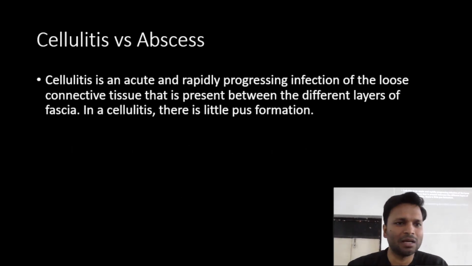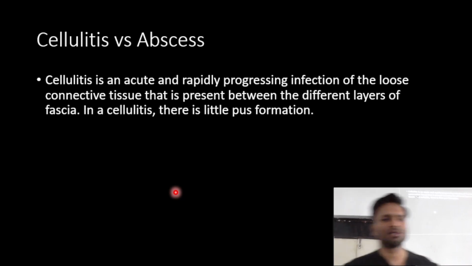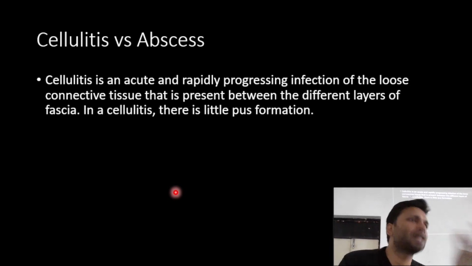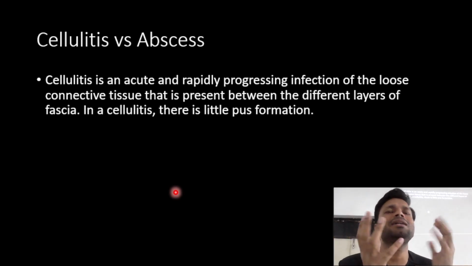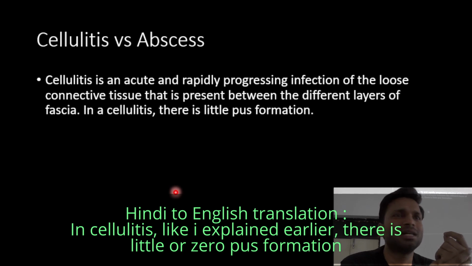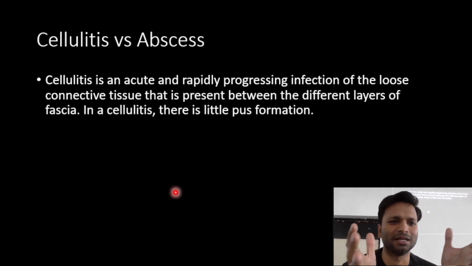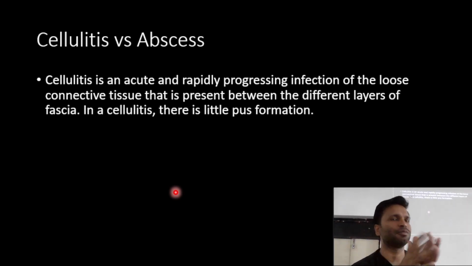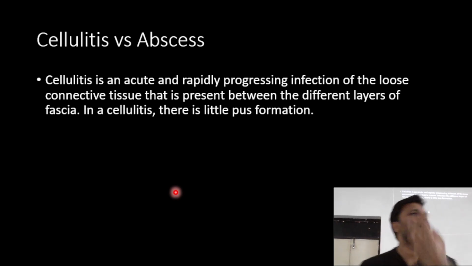Okay, so now we're going to talk about cellulitis versus abscess. What is a cellulitis? What is an abscess? By definition, cellulitis is an acute and rapidly progressing infection of the loose connective tissue that is present between the two layers of fascia. And in a cellulitis, as I mentioned earlier, there is little, almost zero pus formation. It is more of inflammation and gaseous production, okay, gaseous content. So because of this, you don't have a clear demarcation. Because of inflammation and gaseous production, there are no clear well-defined borders.